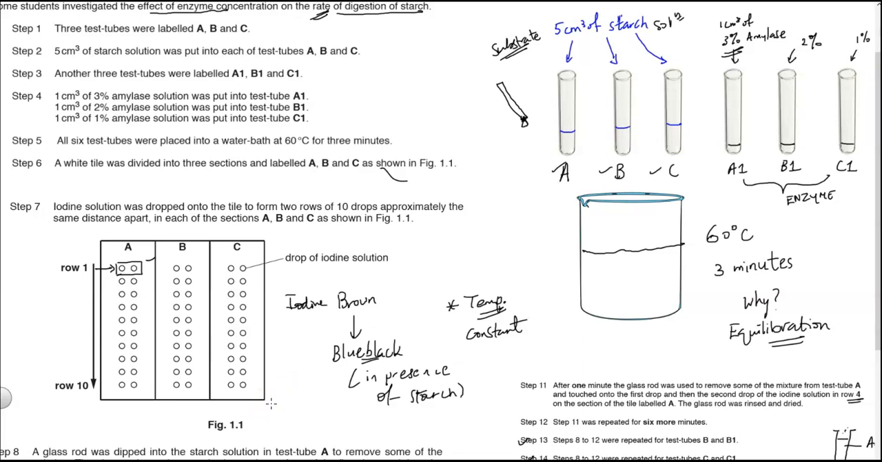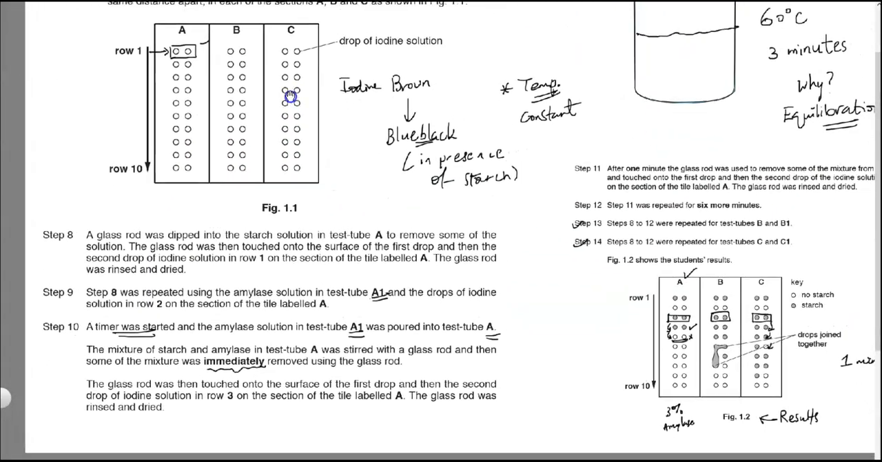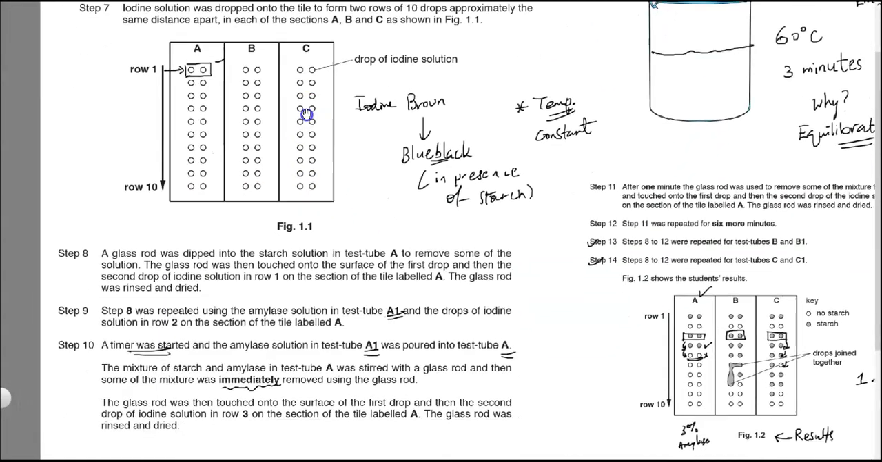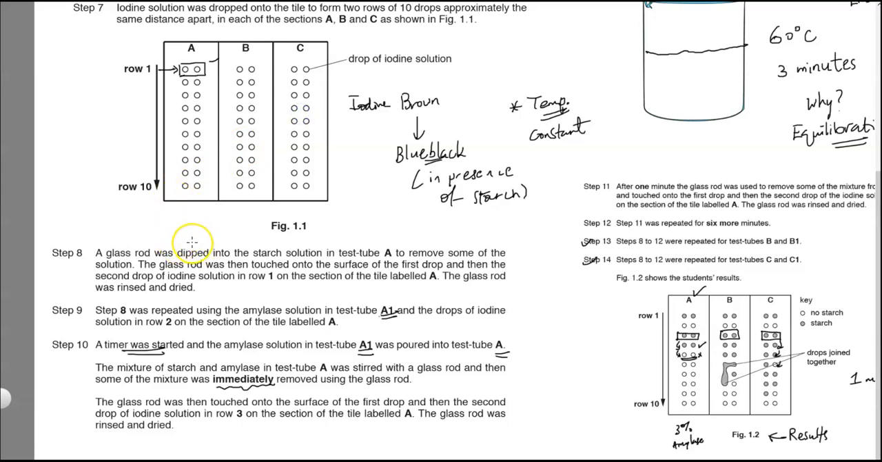So we have our tiles, we have our iodine placed on them as shown in figure 1.1. We have those tubes in the water bath. What's the next step? Well, the next step is we have to initiate the enzyme activity. Remember, it is an enzyme activity experiment. So basically we have to mix the substrate and the enzyme together and allow the enzyme to start breaking down the starch, isn't it?